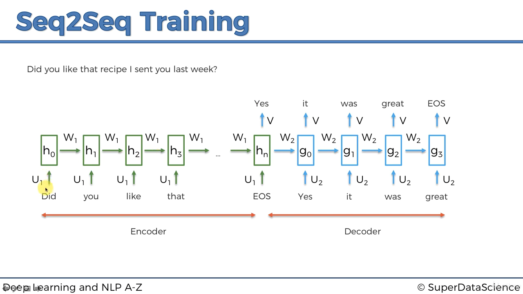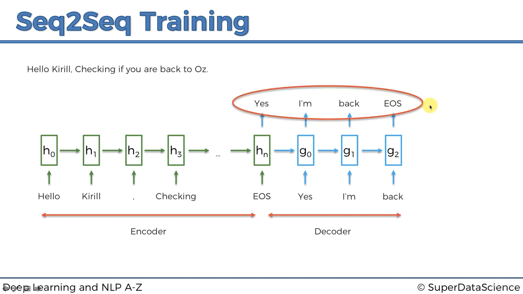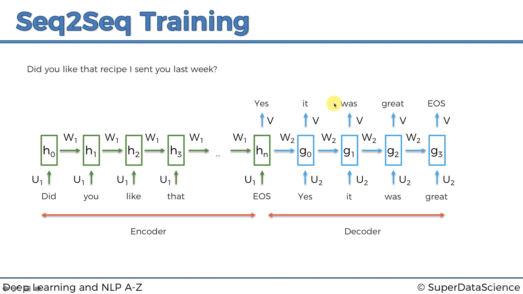So if it was a good recipe. Here we've got, "Did you like that recipe that I sent you last week, end of sentence." So that's our inputs to the model. That's our encoder part. And then for the decoder, we already know this. The difference, why I highlighted this in red, is that we didn't know this before and the model generated it. In the training part, we actually know the end result, and that will allow us to train the model, and that's what we're going to look at now.